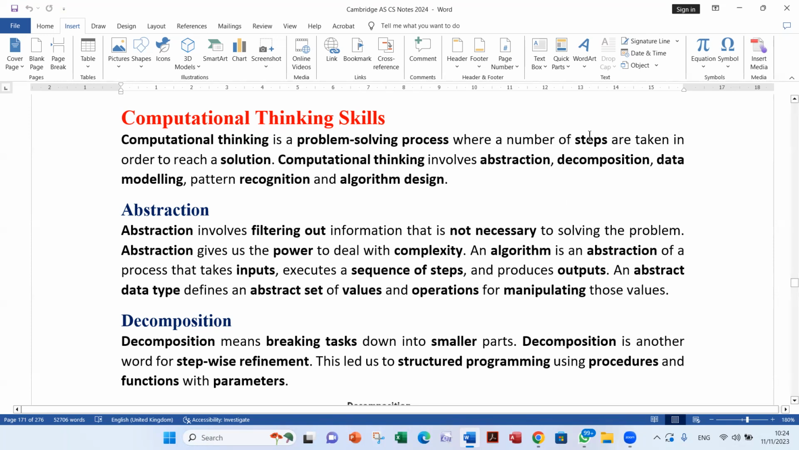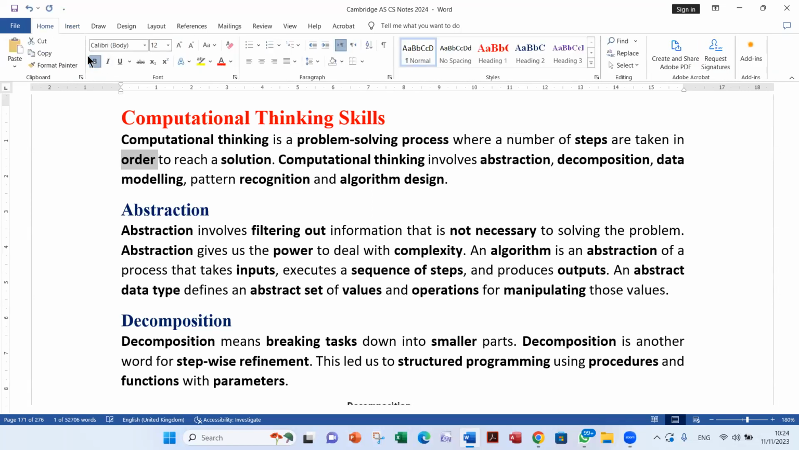So any algorithm will be a set of steps taken in order. So the order also matters. Okay? There is a sequence to reach a solution. The solution is the program or the algorithm that fulfills the task you want.